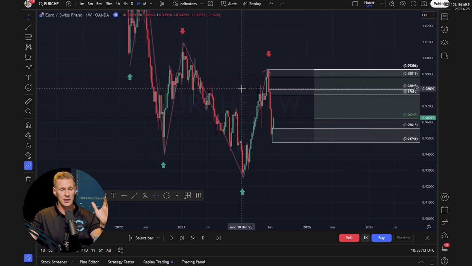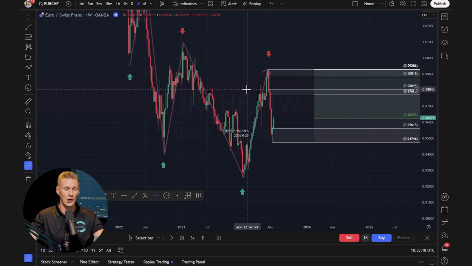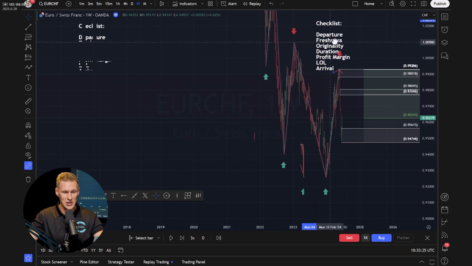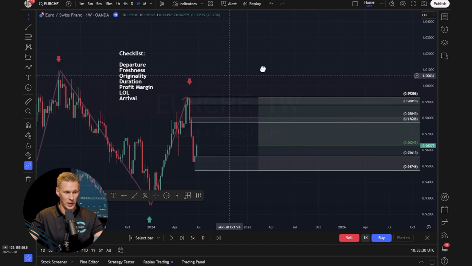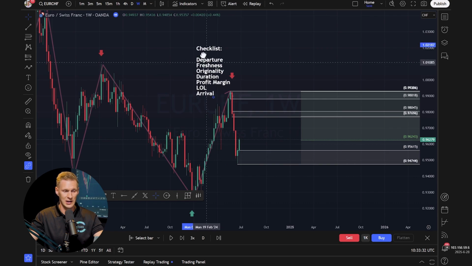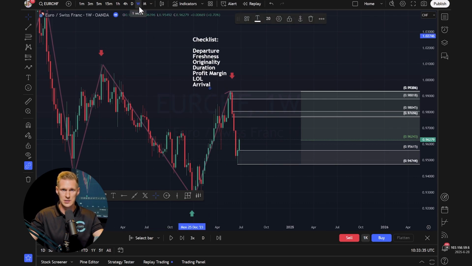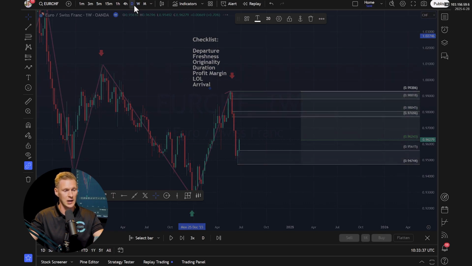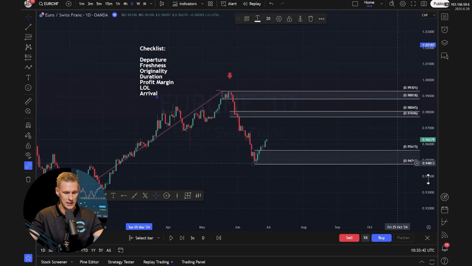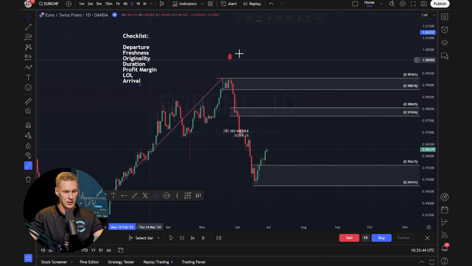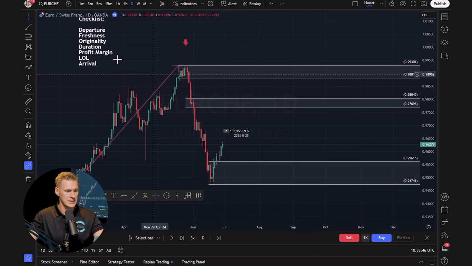Okay, we are done with location. We are done with direction. Now we have to talk about the zone refinement on the lower time frame. I prepared already a checklist for us with all of our zone qualifiers. I will change the time frame, okay, from weekly to the next lower time frame. This one is our daily time frame. Okay, let me move this to the price, and here we can now discuss every single step.